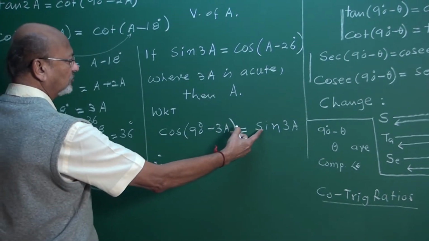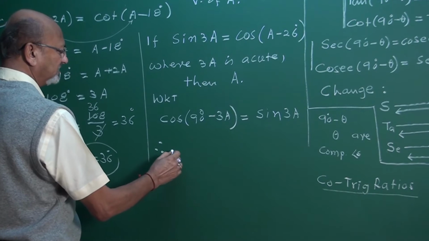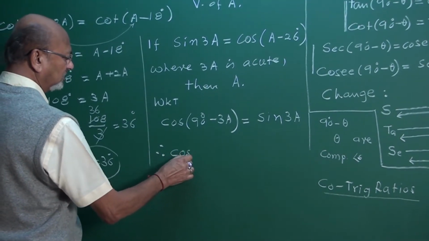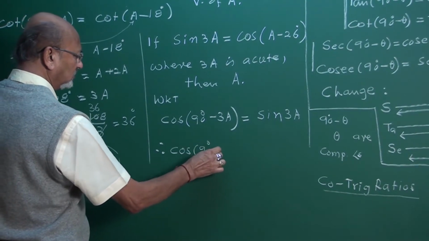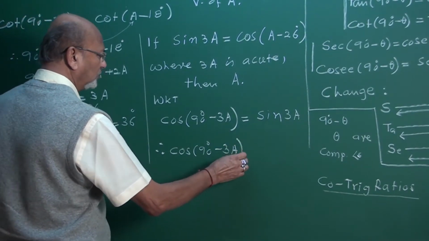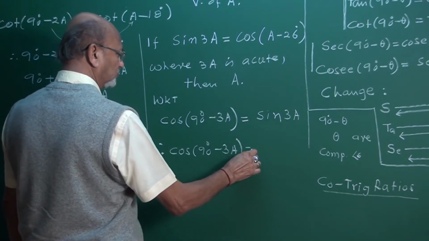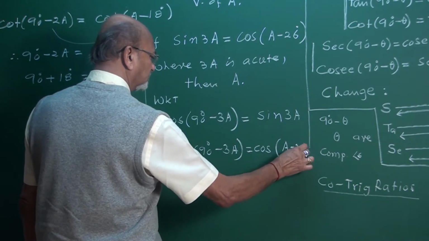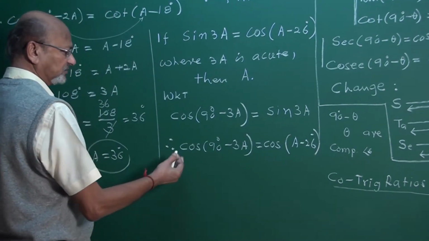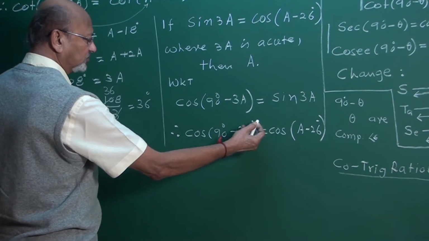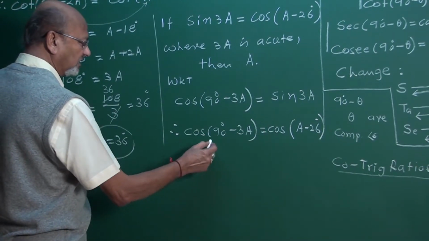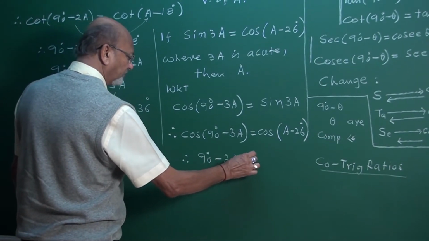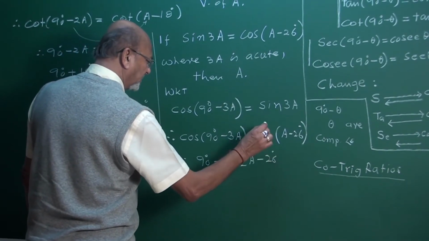Therefore, what is the value of sine 3a? Cos of (90 minus 3a) equal to, this is cos, cos of (a minus 26 degrees). My friends, both sides cos. Therefore, equate the angle: 90 minus 3a in LHS equal to a minus 26 degrees in RHS.